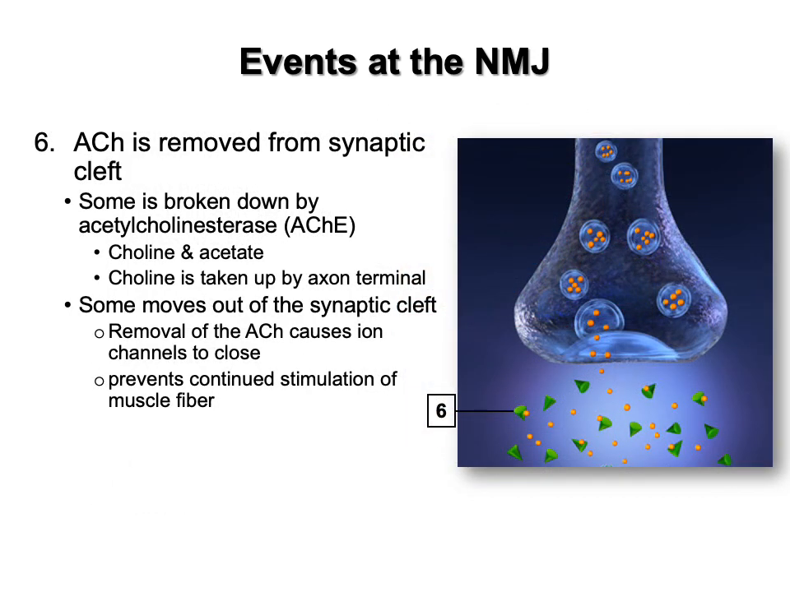Immediately after the acetylcholine has been released, within about 5 milliseconds, it's going to be removed from the synaptic cleft. Some of it is broken down by acetylcholinesterase into choline and acetate, and the choline is taken up by the axon terminal to be recycled and used as a precursor to create more neurotransmitters. Some of it will just float out of the synaptic cleft via diffusion.